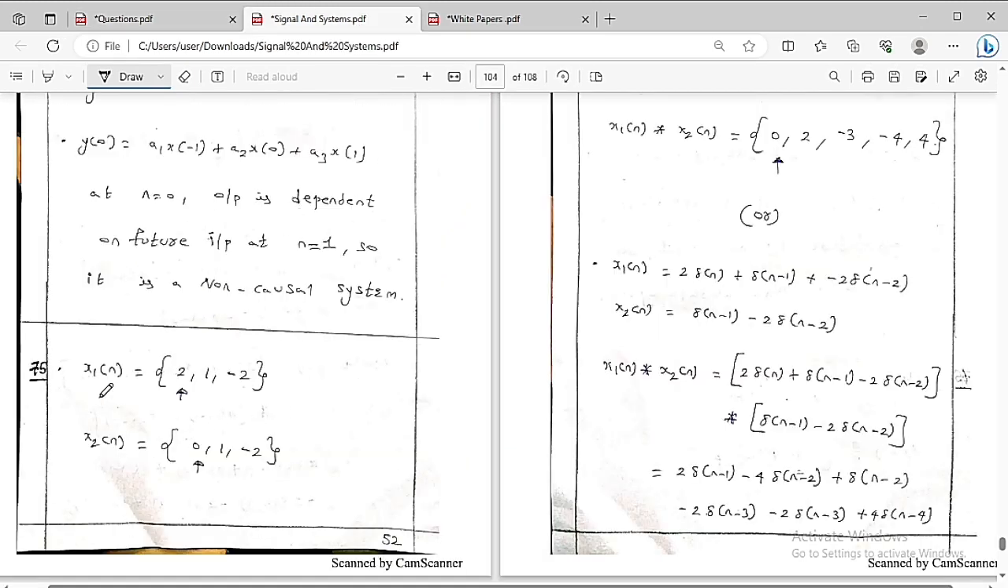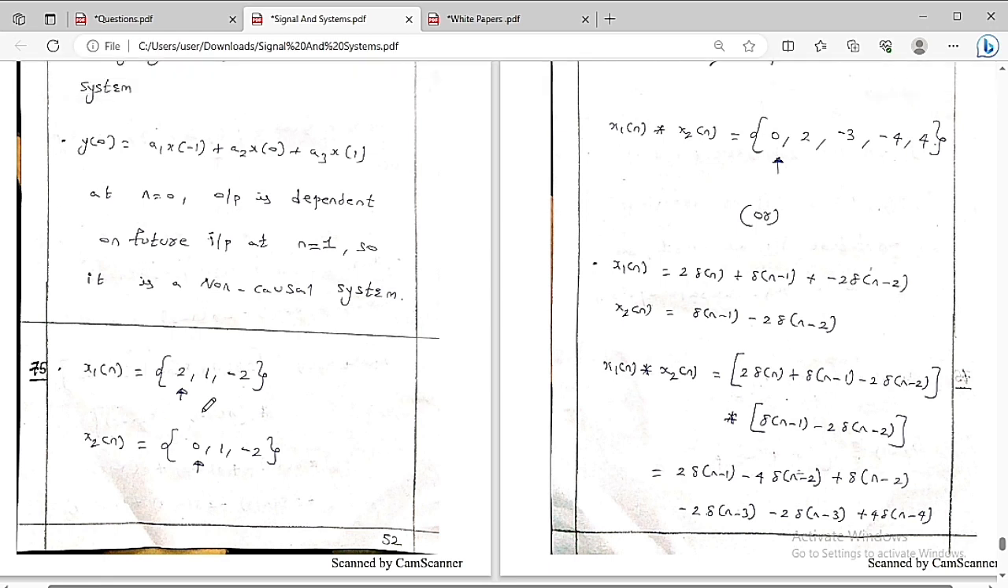So basically, what is x1 of n? I've already told you: 2, 1, minus 2, right? And x2 of n is nothing but 0, 1, minus 2. The arrow indicates that this is the value at the origin.